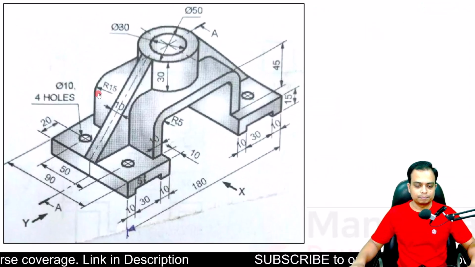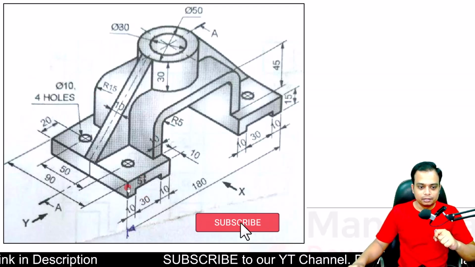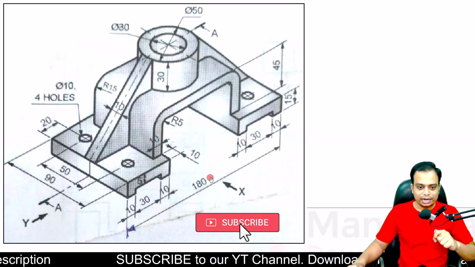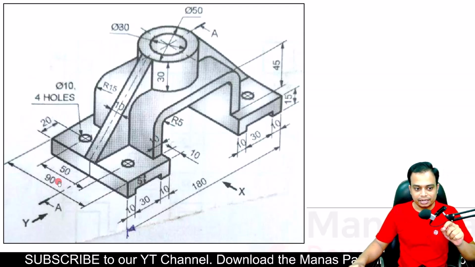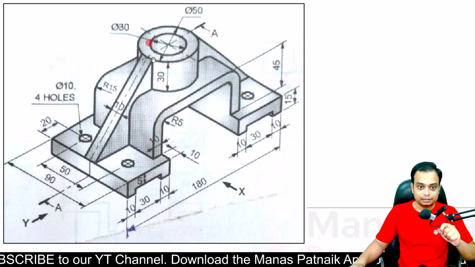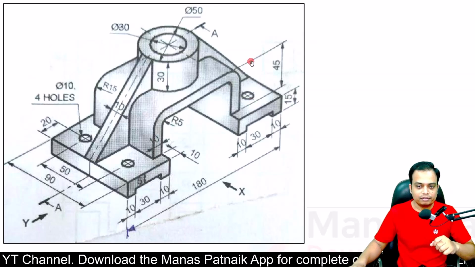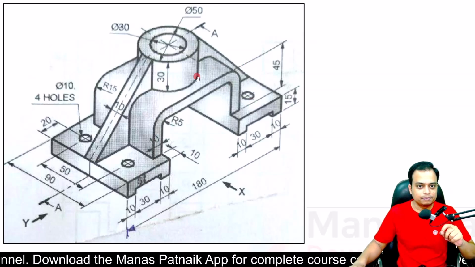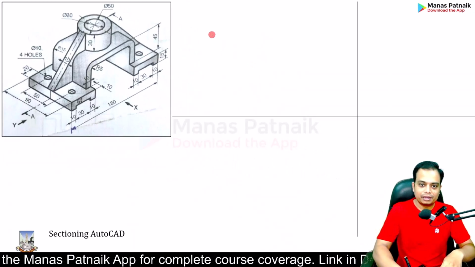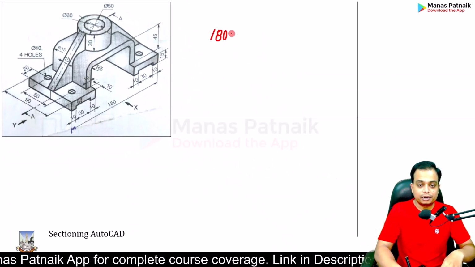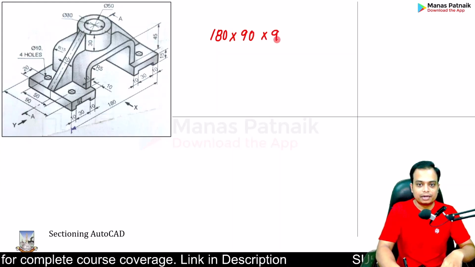Have a careful look. Try to work out what is the maximum length. Sir, from left to right, it's 180. Very nice. What is the maximum width? Sir, it's 90. What is the maximum height along the z-axis? Sir, it is 15 plus 45. That will make it 60. Plus 30. That will make it 90. So the object has a maximum dimension of 180 by 90 by 90.